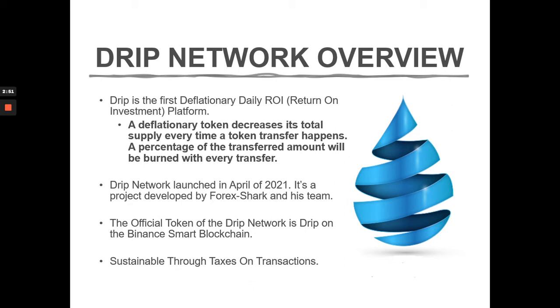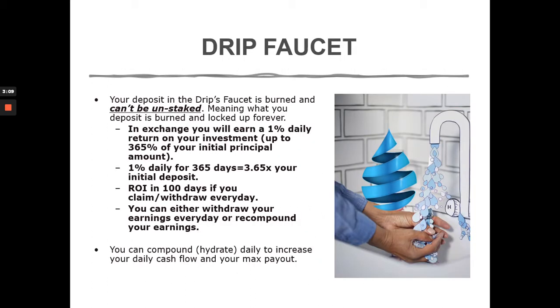So back to Drip. The official token of the Drip network is called Drip. It's on the Binance Smart Chain. What makes this program sustainable is that there are taxes being charged on transactions. The Drip Faucet is pretty much the biggest section of the Drip network. There's also Drip Reservoir, which I'm not in. But I'm going to talk about the Drip Faucet right now.